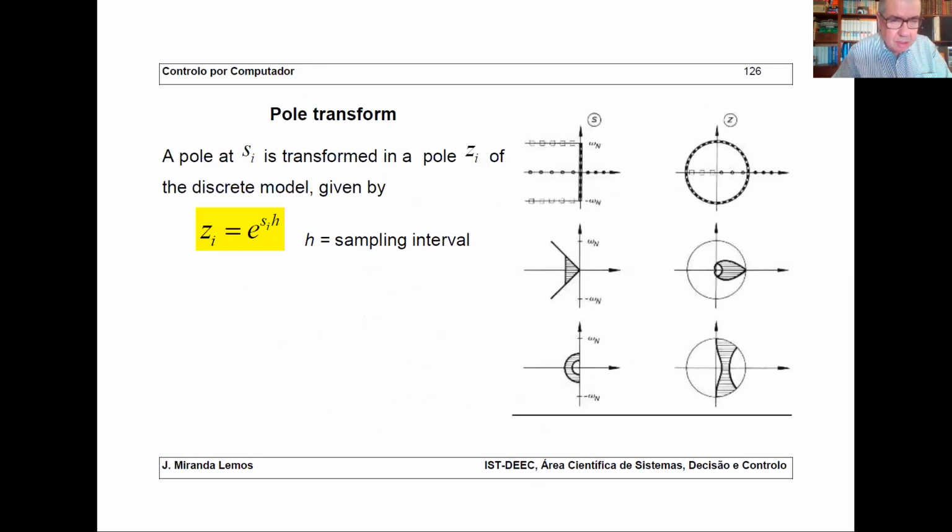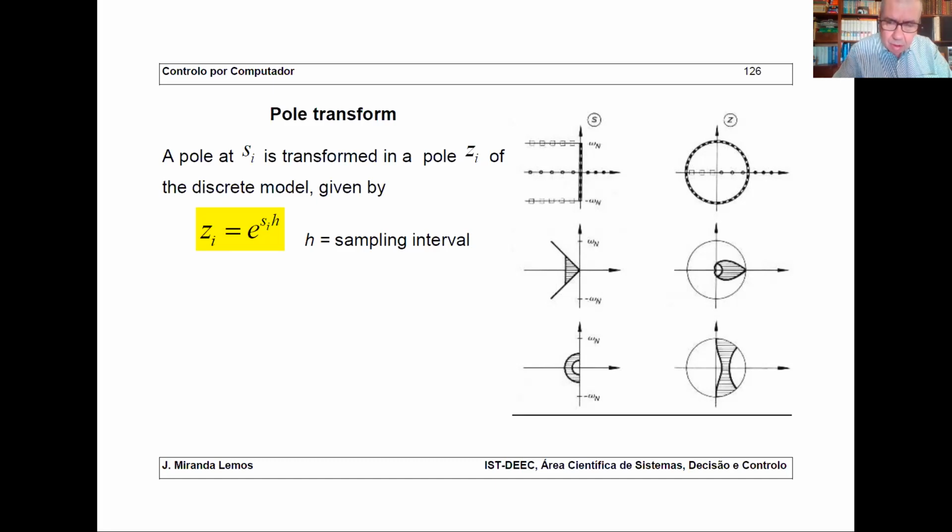So we can have these tables. But perhaps the most important thing that we can take out of this is to remember this: suppose that you have a pole at position s_i in continuous time, then it is mapped into a pole at position z_i in discrete time. Now, suppose that I have an asymptotically stable system in continuous time. So, good old continuous time, and the system is asymptotically stable.